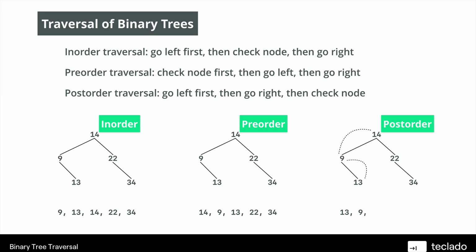We're back at 14, so we go right. Now we're at 22, so we go left, then we go right, and we end up at 34. We go left, then we go right, doesn't have any, so we print it out. We're back at 22, we print it out. We're back at 14, we print it out. Hopefully, this is not terribly confusing. All we're doing here is changing whether we go to a different node first or whether we print things out first. We're going to look at some examples in code in a few moments.